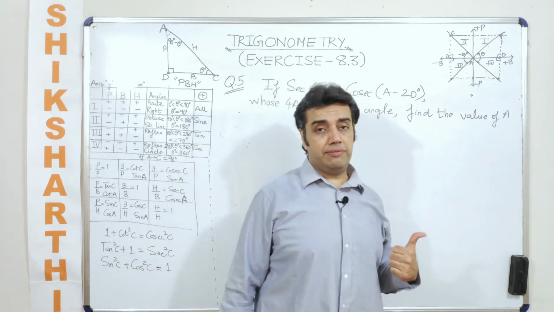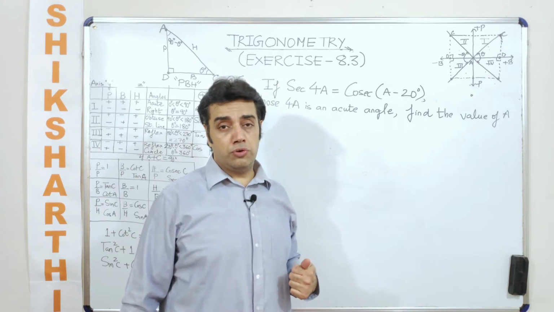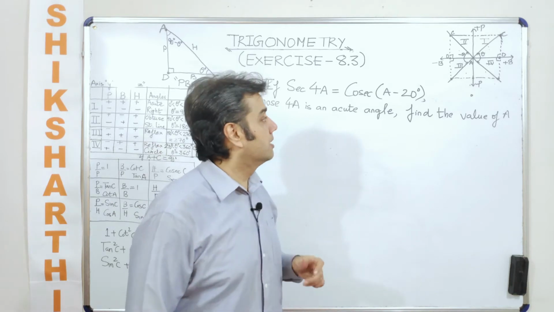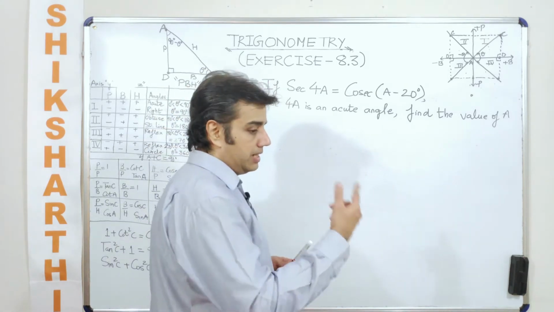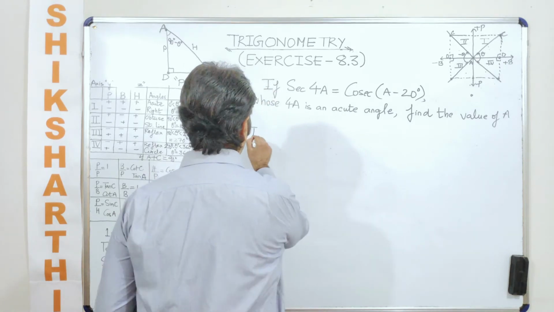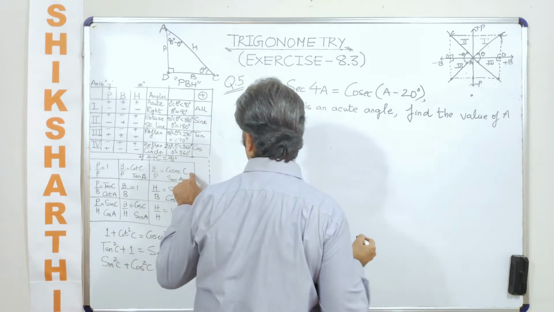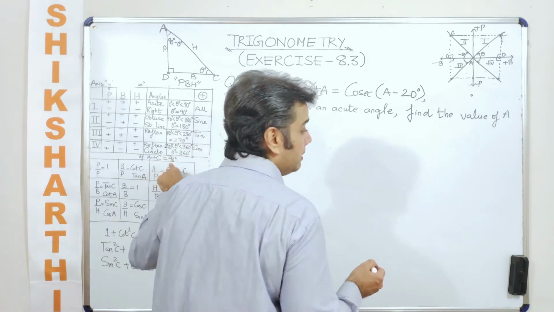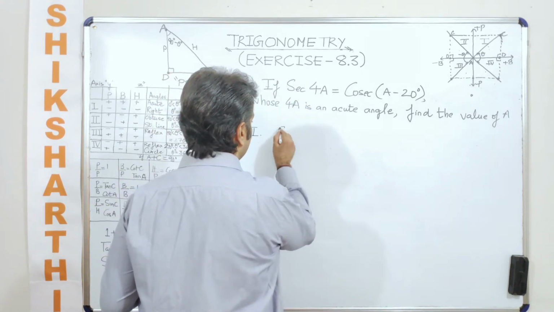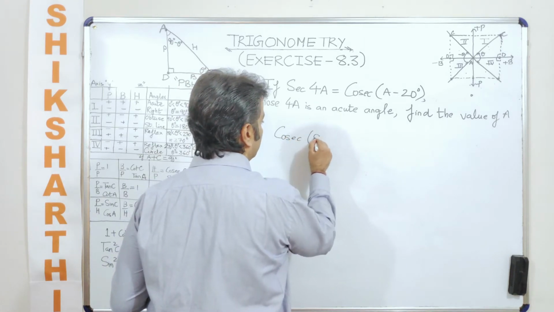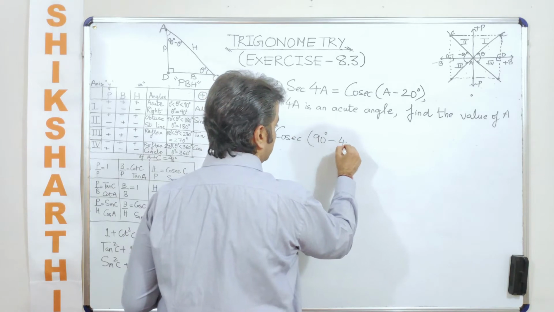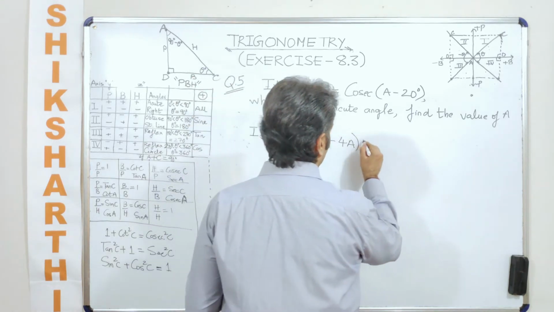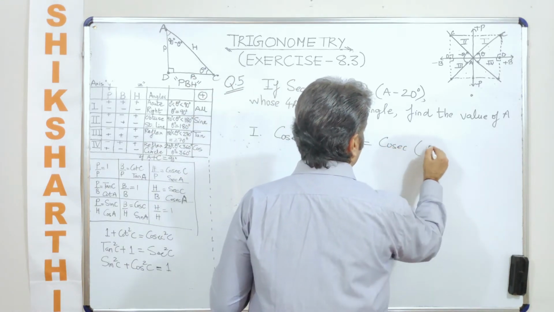Question number 3, which we have done in the earlier video of the same exercise, is more or less a similar kind of question. There are two ways of attempting this question, as we had talked about for that question. The first way is the basic way. We know that sec of A is equal to cosec of 90 minus A, and cosec of A is equal to sec of 90 minus A, given that both these angles are complementary. So can I say sec of 4A can be written as cosec of 90 degrees minus 4A? This is just like saying cosec of 90 minus theta is equal to sec of theta. So now this can be written as cosec of A minus 20 degrees.